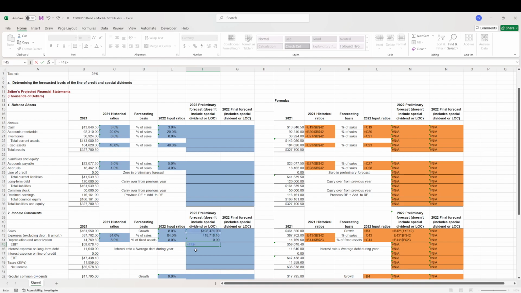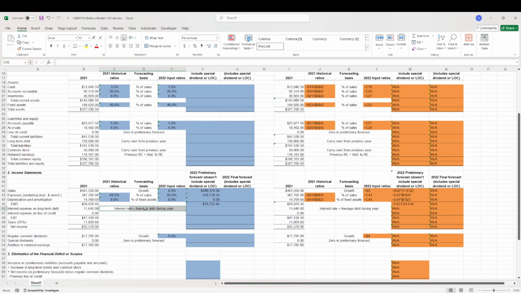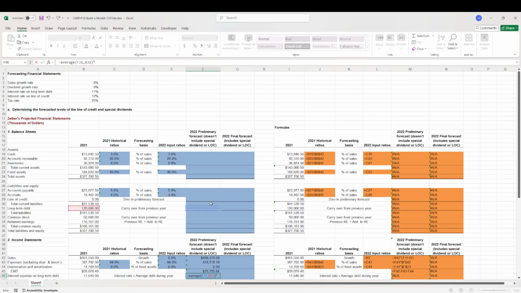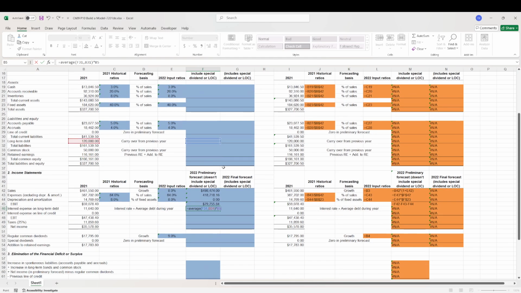Okay, so I have the three things. The EBIT is going to be this minus this minus this. I got the EBIT, and then it's the interest rate on the long-term debt. So it's saying that interest on the long-term debt will be interest rate times average debt during the 2 years. So I can say average debt. The long-term debt is here, row 31, and the previous one, row 31, right? These two numbers, right? Multiplied with the interest rate. So interest rate on long-term debt is up here, 11%. I'm gonna hit enter. So I got the interest expense.